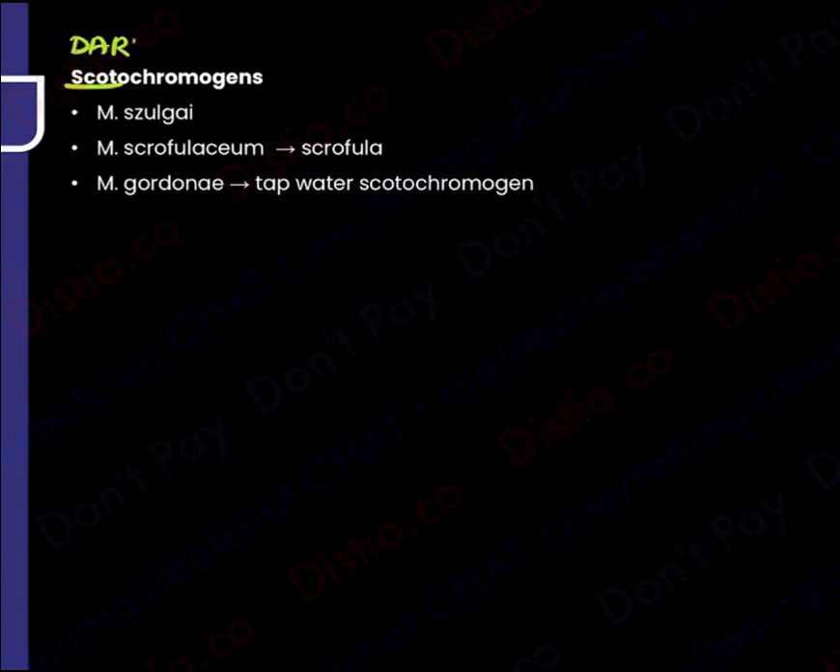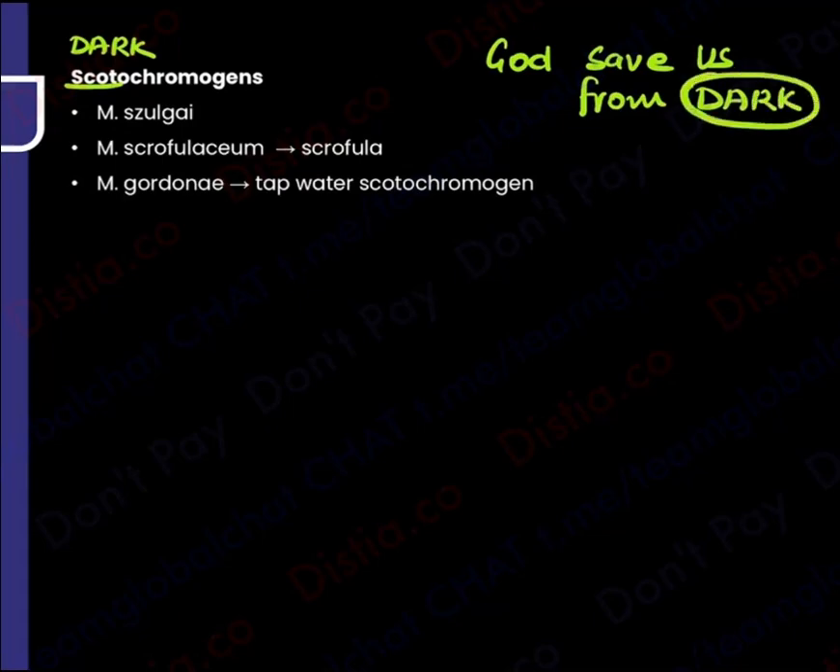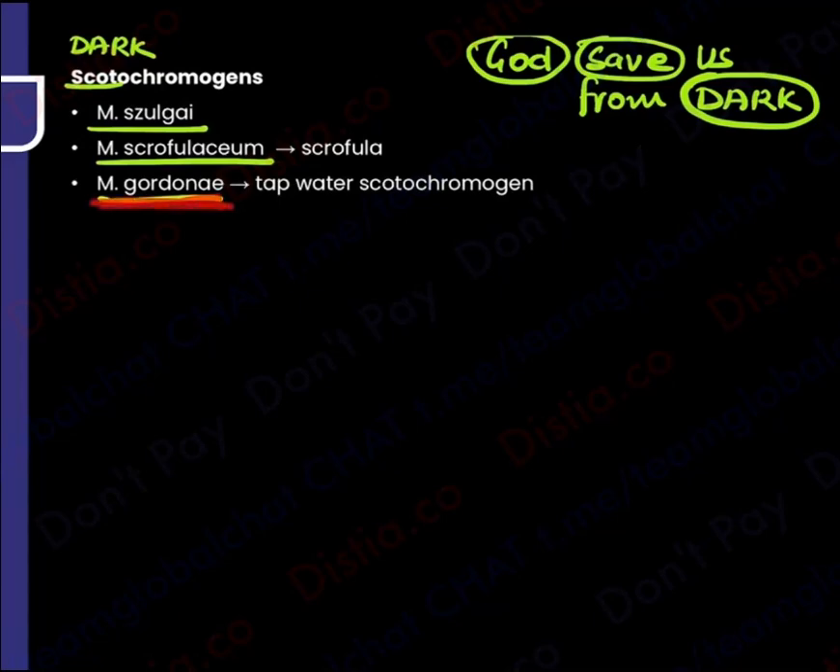Dark. And how I have learnt is, God, I'm very scared of dark. I personally telling you, God save us from the dark. May God save us from the dark. So I am very, very scared of dark. So dark means scotochromogens. God means Gordone. God save us. Save means scrofulaceum and szulgai. Okay? So God for Gordone, save us, scrofulaceum and szulgai from the dark.